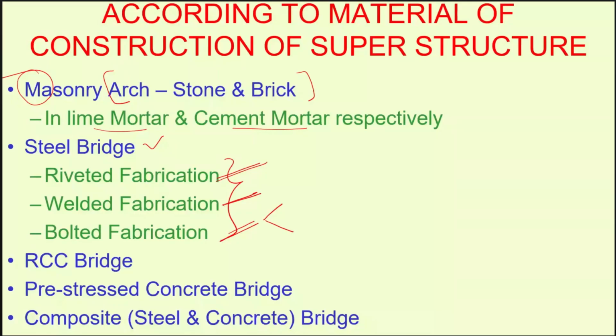Then when it comes from steel, we can graduate to concrete. So it can be reinforced concrete bridges, RCC bridges. When we are pre-stressing the concrete, then it becomes a pre-stressed concrete bridge. Next, we can have the composite bridge. Composite can be a pre-stressed composite bridge, or it is a steel concrete composite bridge.